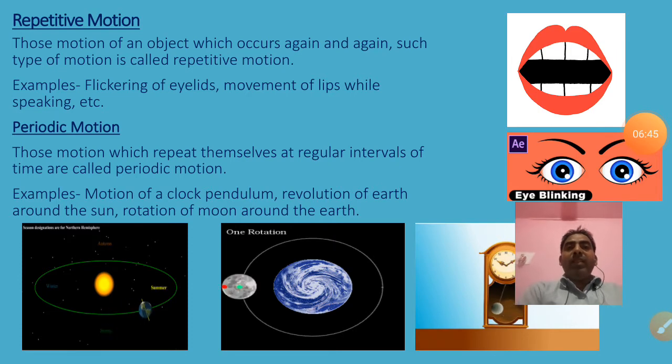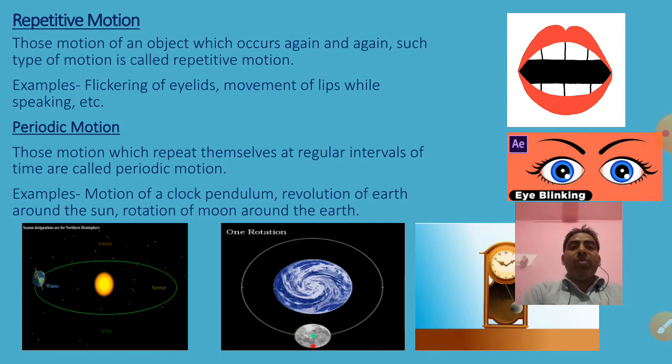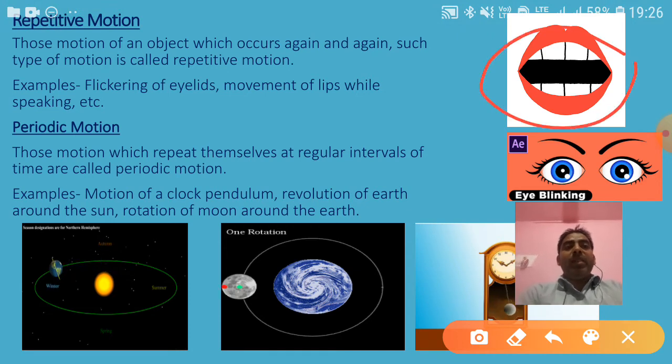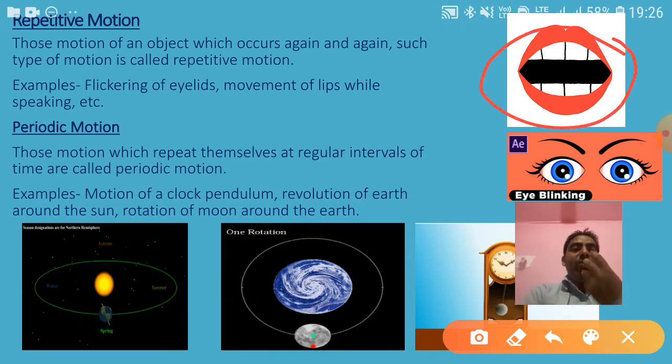Now we will see repetitive motion. What is repetitive motion? Those motions of an object which occur again and again. Such type of motion is called repetitive motion. Here you can see the examples.